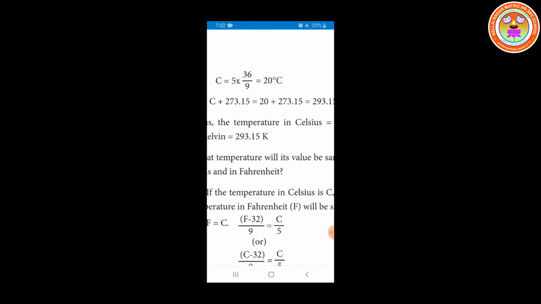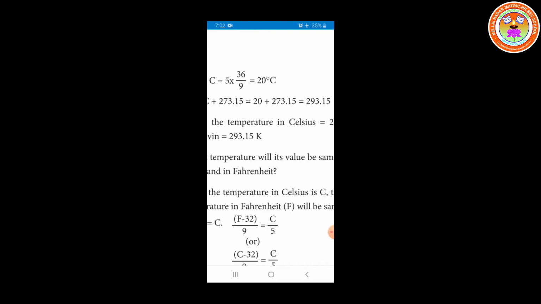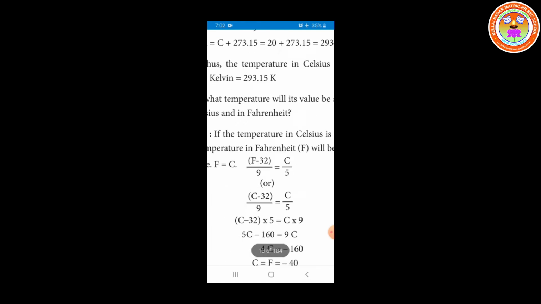Have you understood the problem, students? F is equal to 68 degrees. We have to convert into Celsius as well as Kelvin. So in Celsius, what is the answer we are getting? 20 degrees Celsius. And in Kelvin, what's the value we are getting? 293.15. I hope you have understood, students.